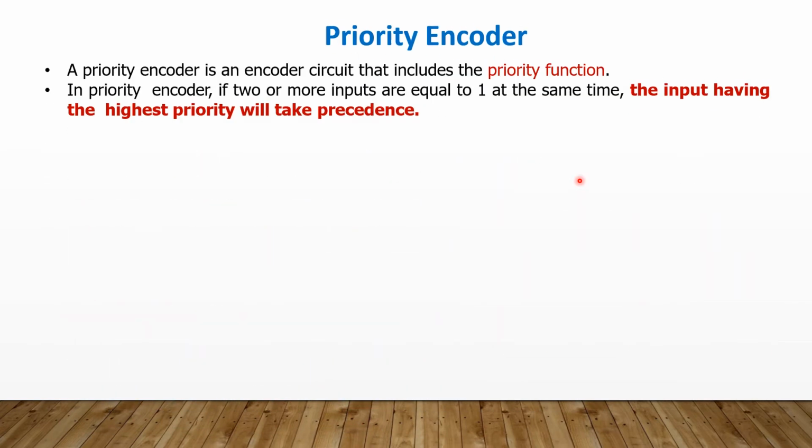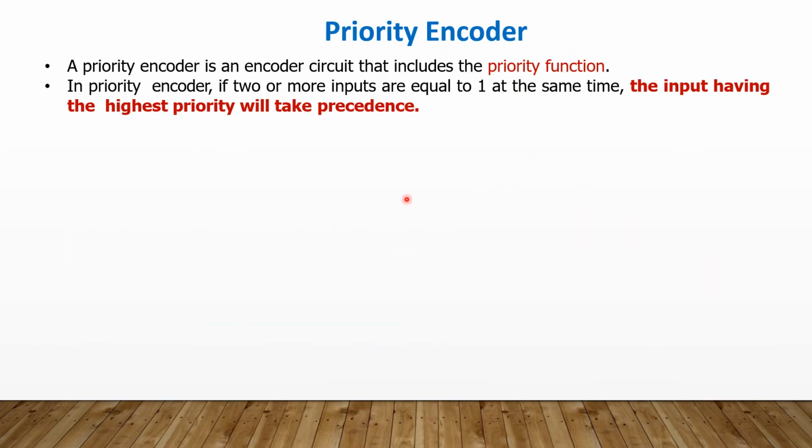Next is the priority encoder. What is a priority encoder, and why do we go for it? As I told you, in an encoder only one input should be active at a time. Suppose more than one input is equal to 1 at a time, what should be the output of the encoder? There we have to use a priority function, where we can use either higher priority or lower priority. Here we are going to use the higher priority function, which means that when more than one input is equal to 1 at a time, preference is given to the highest priority input alone. Let me explain that.